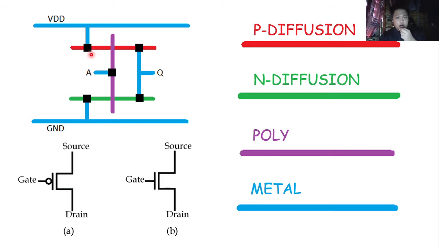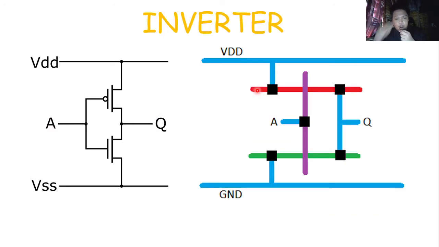As we can see in the stick diagram, there are some black boxes. These are connection points in the diagram. It represents the connections between two different layers in the diagram. Next, I will talk about the connections. Both the sources of the PMOS and NMOS transistors are connected to VDD and VSS.